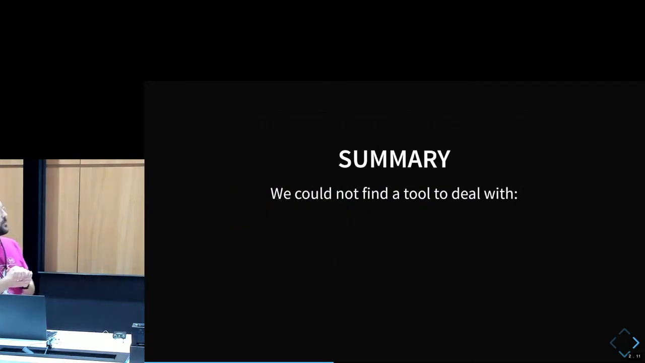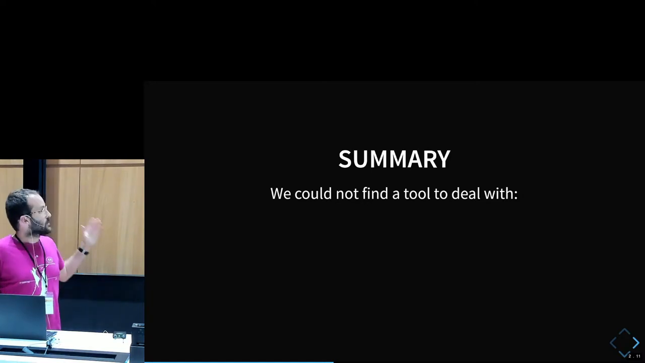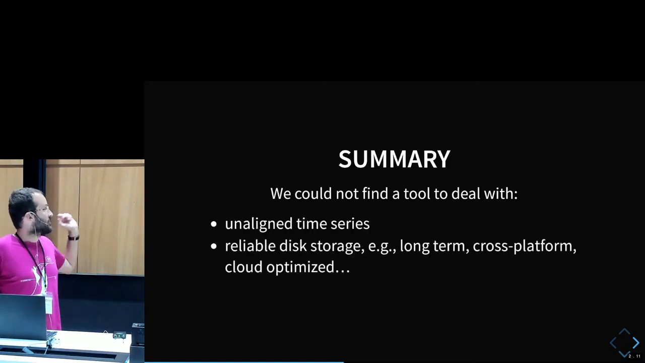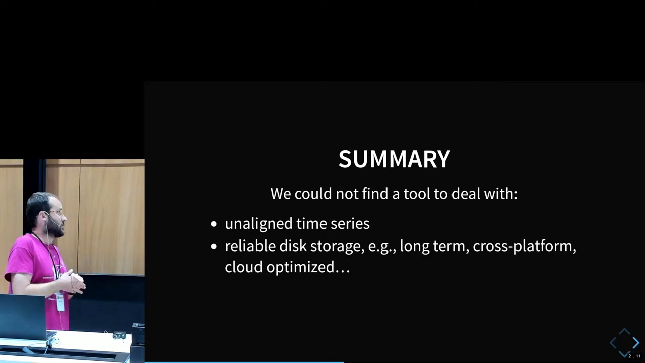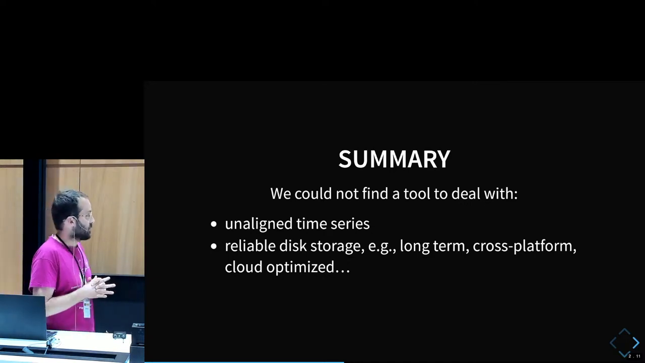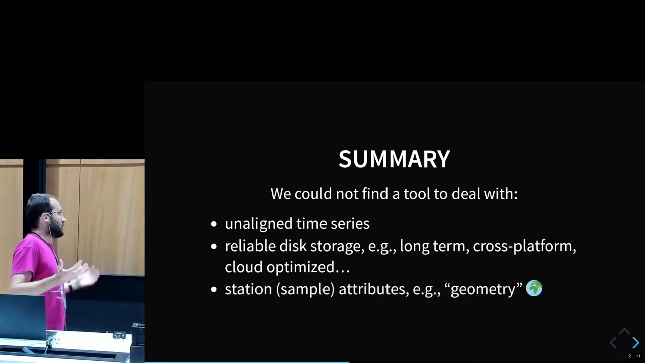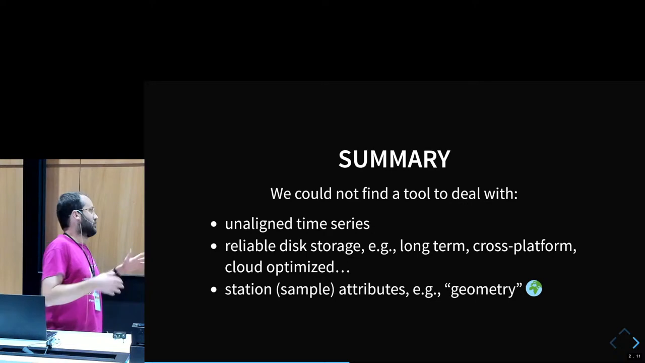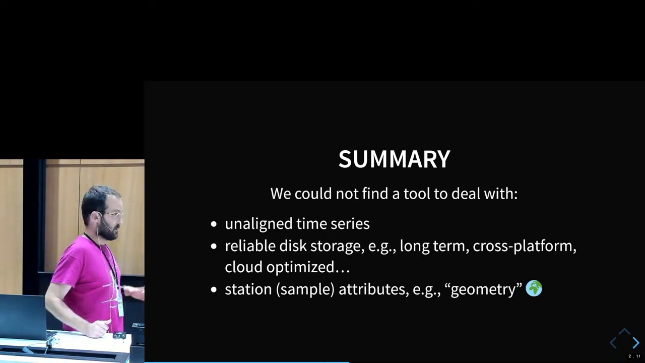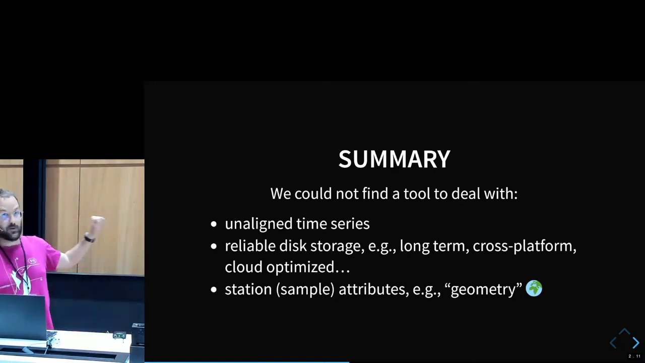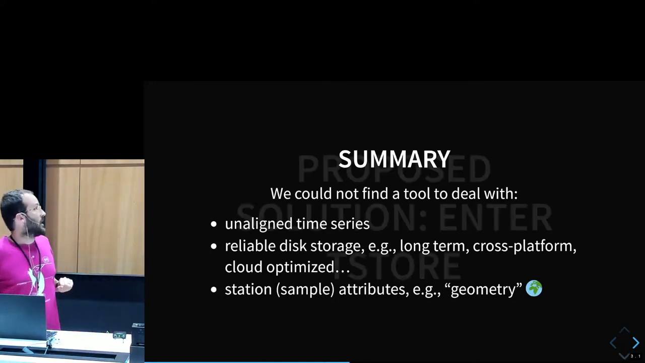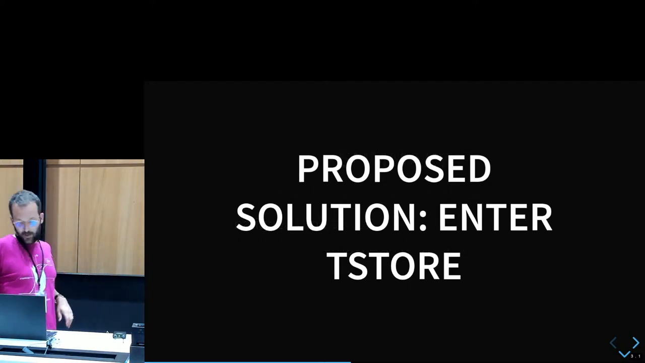So to wrap it up, we did not find a tool to deal with unaligned time series with reliable disk storage that is cross-platform, cloud optimized, and to which we can add station attributes. It could be any sample, it doesn't have to be meteorological stations, but we cannot add these attributes about the locations for which we have the time series data. So this is the library that we're developing to that end.